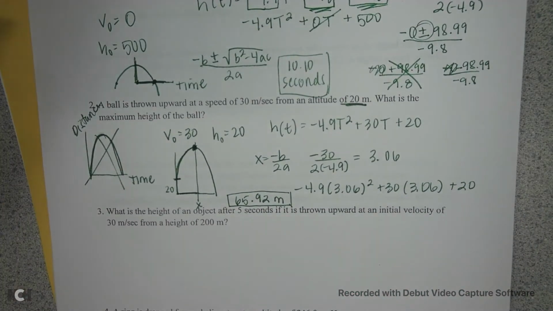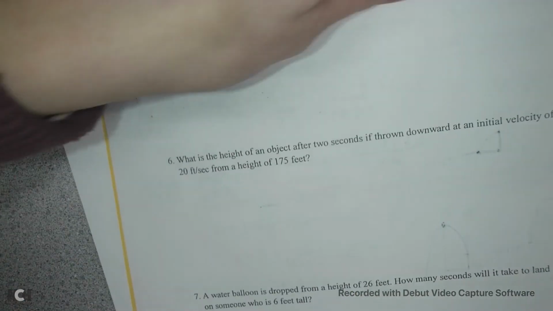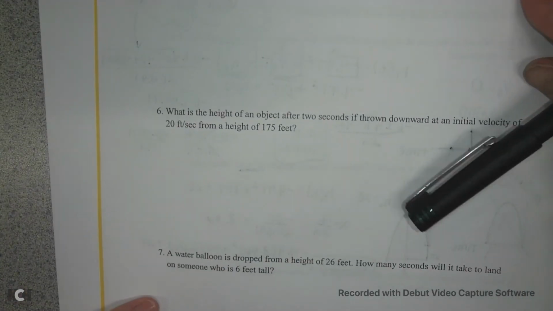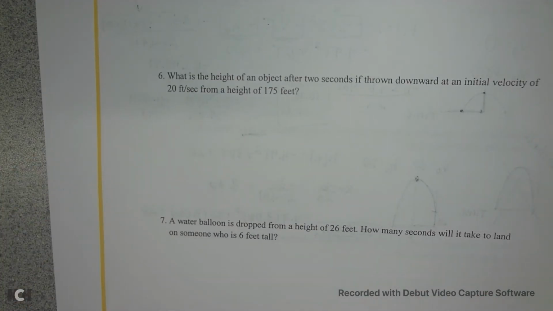Okay, I'm going to do one more with you. I'm going to do number 6. Okay, on number 6, oh, sorry, it's kind of messy. What is the height of an object after 2 seconds if thrown downward at an initial velocity of 20 feet per second from a height of 175? Oh my goodness, there are so many things.